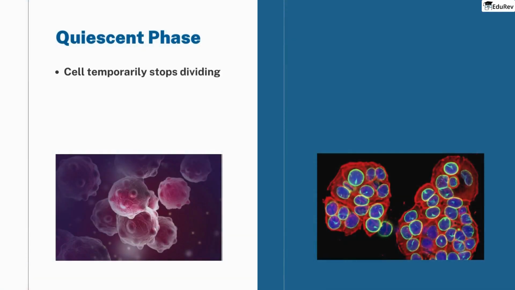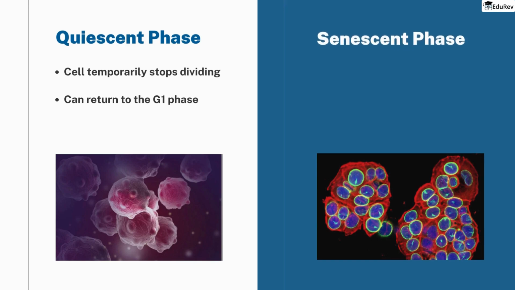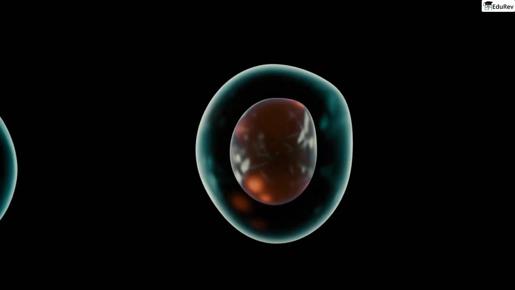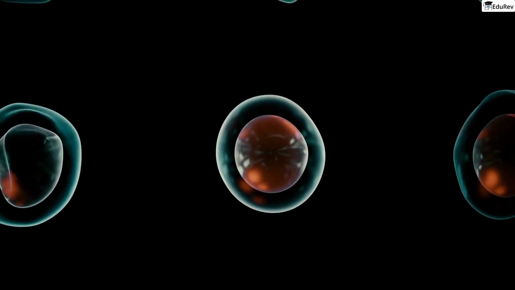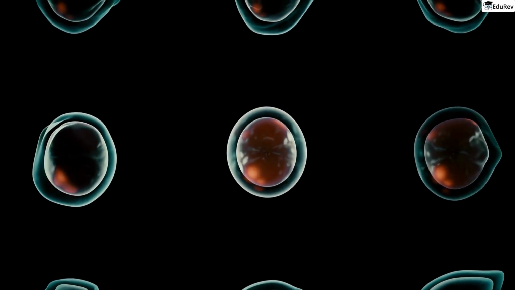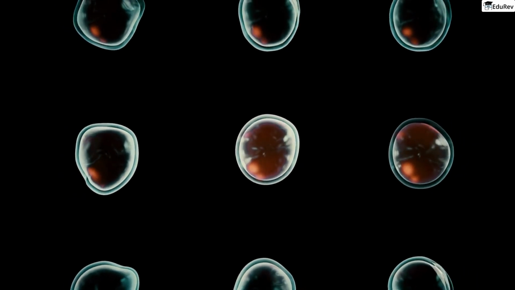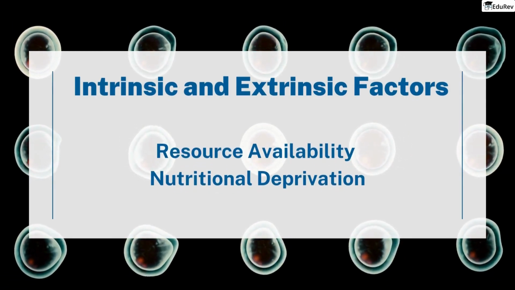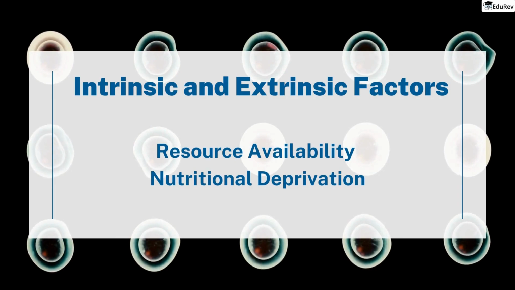The quiescent phase is when the cell temporarily stops dividing, but can return to the G1 phase if the external or internal factors that caused it to enter the G0 phase are removed. On the other hand, the senescent phase is when the cell permanently stops dividing. The G0 phase is a metabolically active phase where the cell is highly active, but it does not divide further. This phase is determined by a variety of intrinsic and extrinsic factors, such as resource availability or nutritional deprivation.